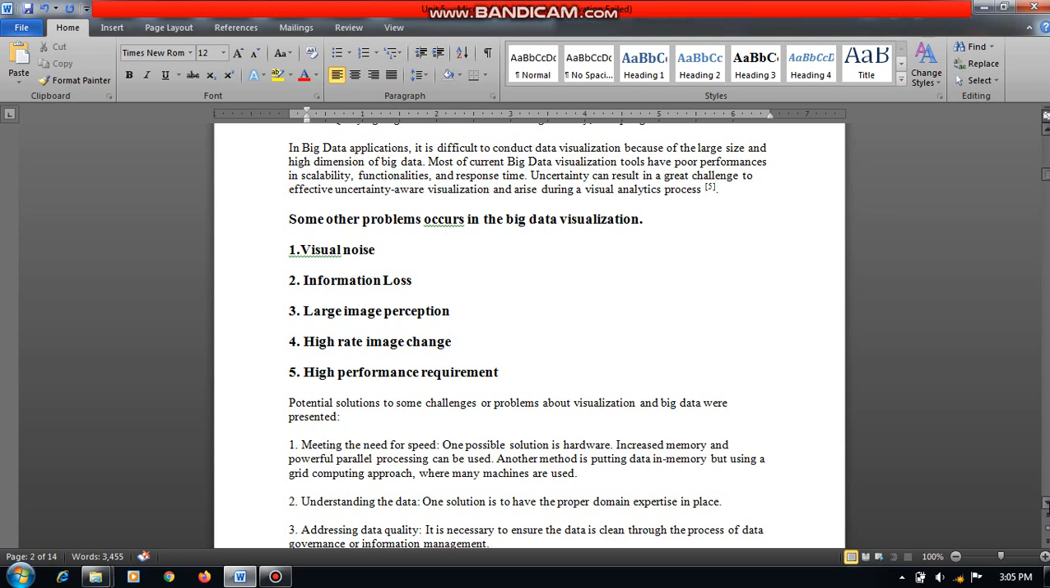Okay, that is the information loss. It is possible to perform the reductions on the visible data set. Then large image perceptions: the aspect ratio, device resolutions and physical perceptions limit the data visualization methods. Large image perceptions means that visualized data can be accessed on different devices.